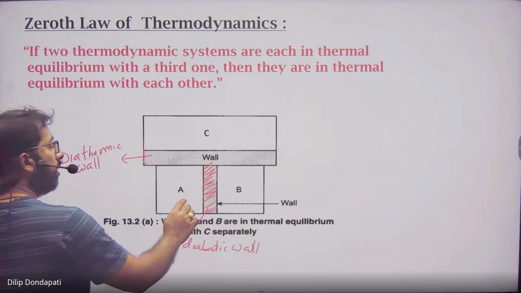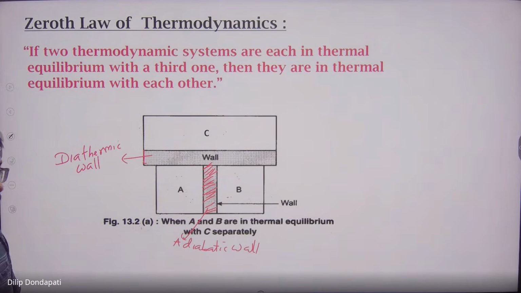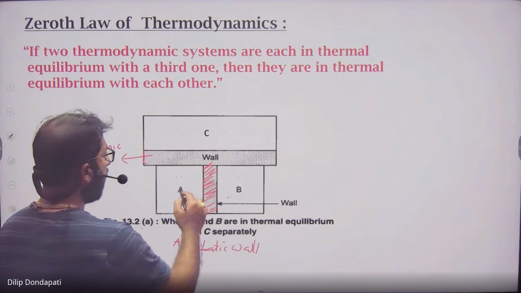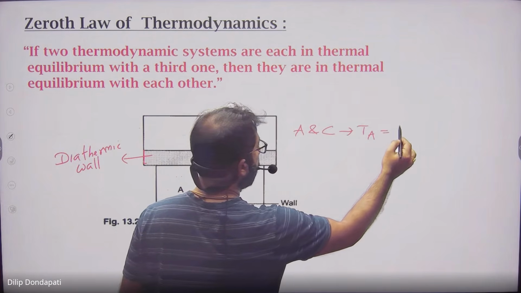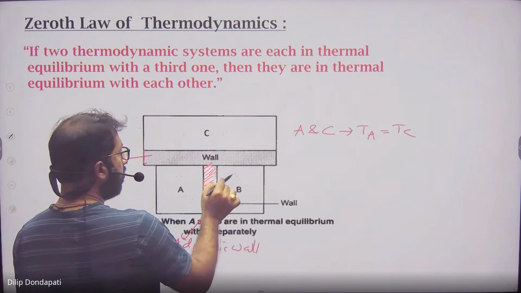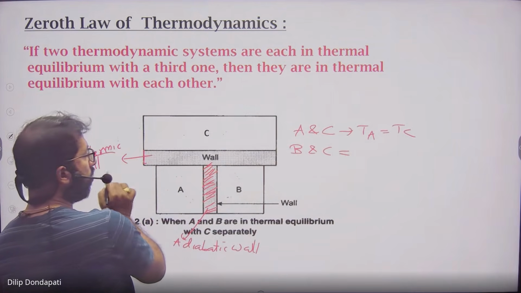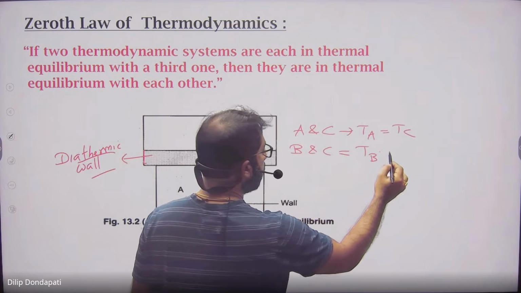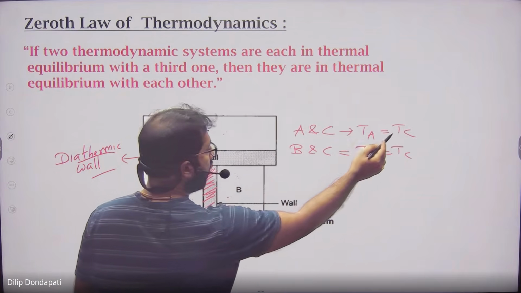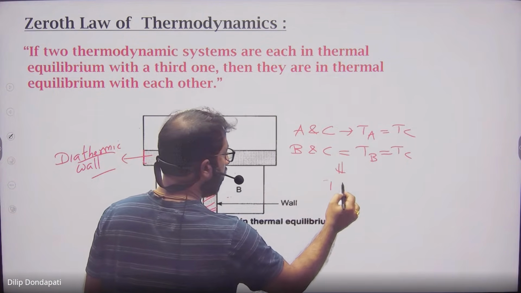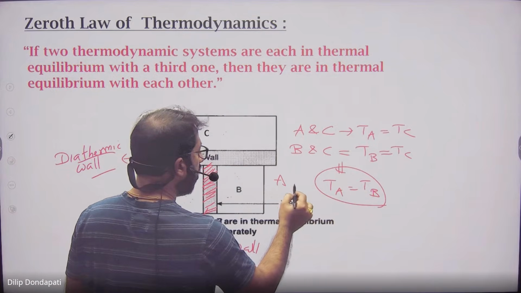then they observe that these two are also in thermal equilibrium. These two are also in thermal equilibrium. What is the meaning? Initially, A and C are in thermal equilibrium. That means TA is equal to TC. Then B and C are also in thermal equilibrium because which wall is in between? Diathermic wall is there. That means TB is equal to TC. After a certain time, if you see TC, that means indirectly from this I can conclude TA equals TB. That means A and B also are in thermal equilibrium.